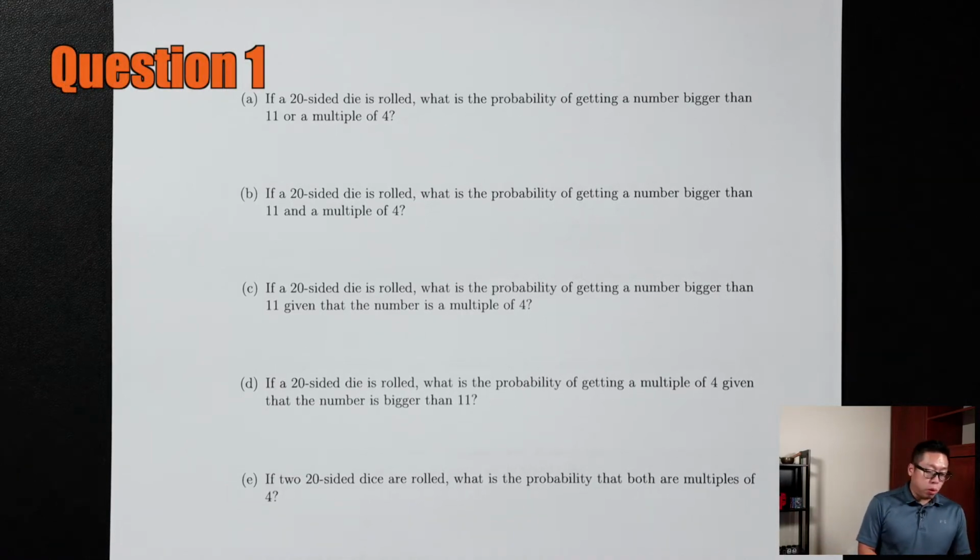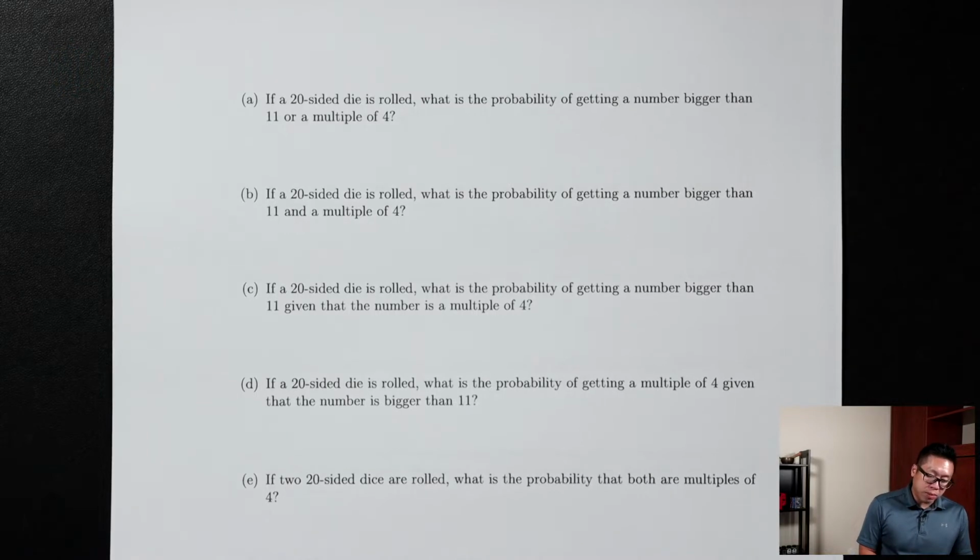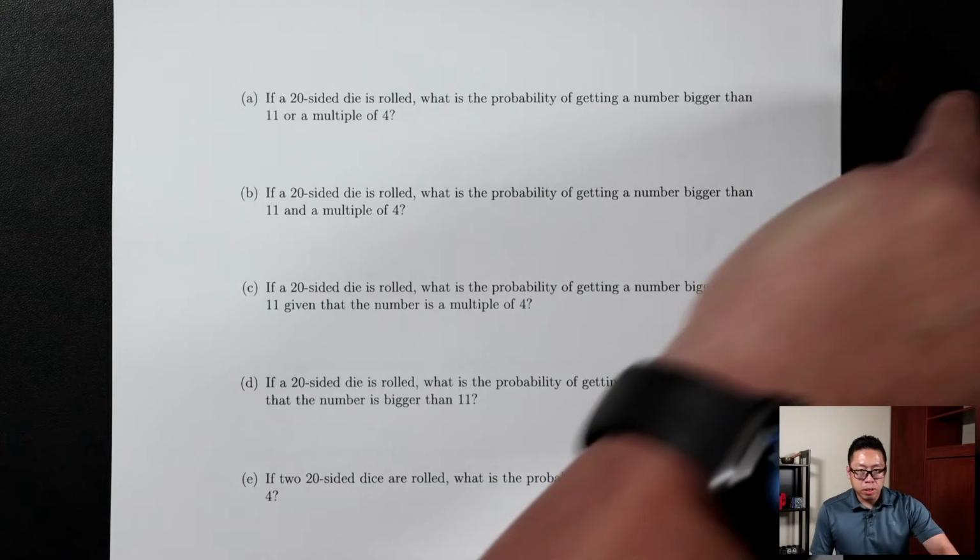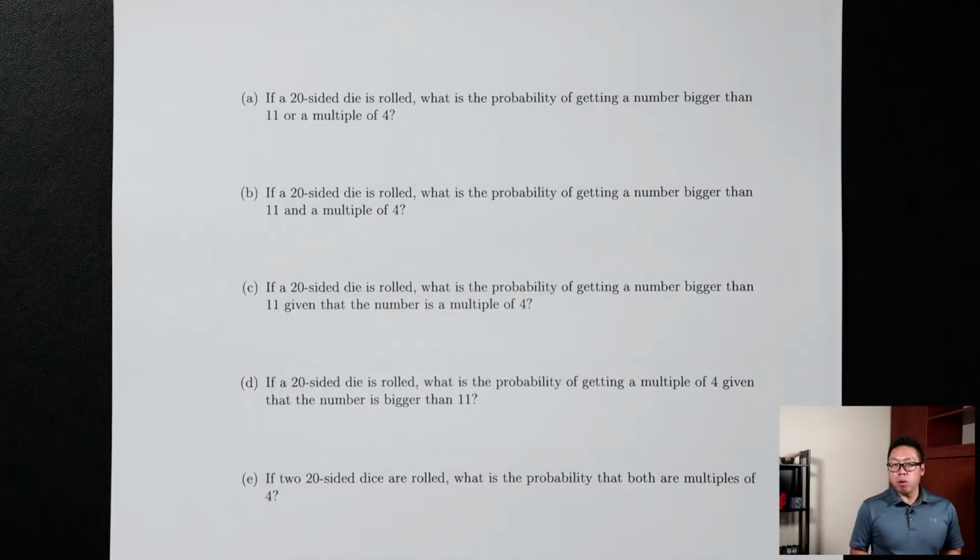This problem involves rolling a 20-sided die. If a 20-sided die is rolled, what's the probability of getting a number bigger than 11 or a multiple of 4? So let's first talk about what we can get when we roll a 20-sided die.